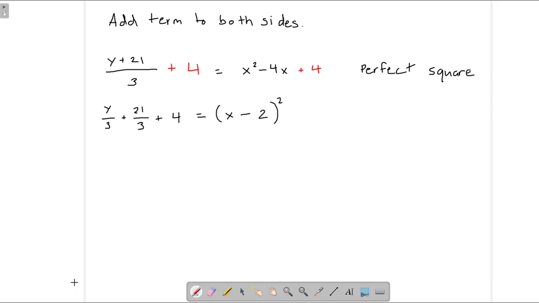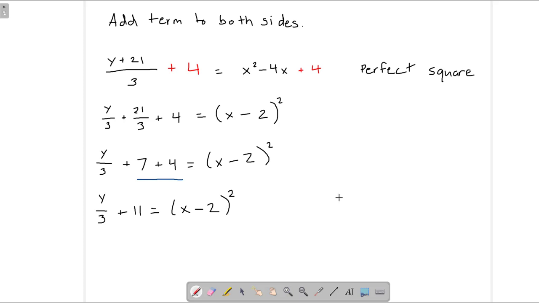So then let's simplify the left-hand side a little bit further. Y over 3, 21 over 3 happens to be 7. It doesn't always divide nicely, but conveniently it does here. So plus 7 plus 4 equals, leave this side the same. Combine these terms right here, my 7 and my 4. 7 plus 4 is 11, so plus 11 equals, still keep it the same here.